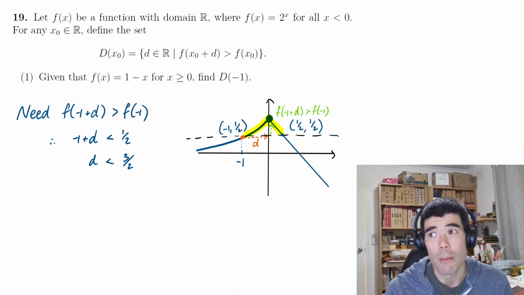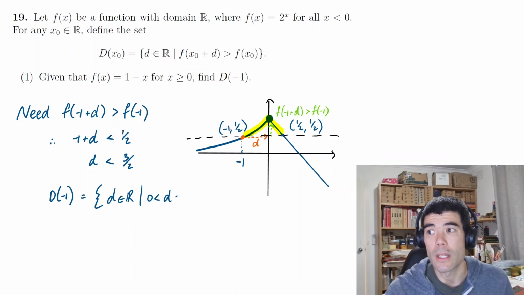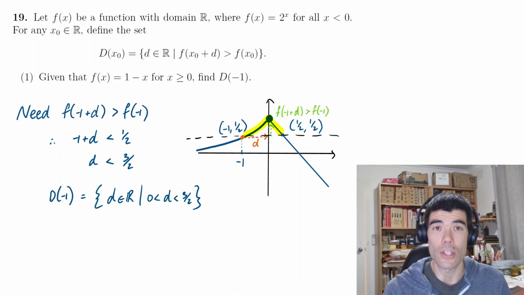And obviously, as we said, we can't move to the left. So what we have is d is greater than 0 and less than 3 on 2. So that is the first part of question 19. Essentially, that is testing whether we can understand the definition, this new definition that we are given, and apply it.